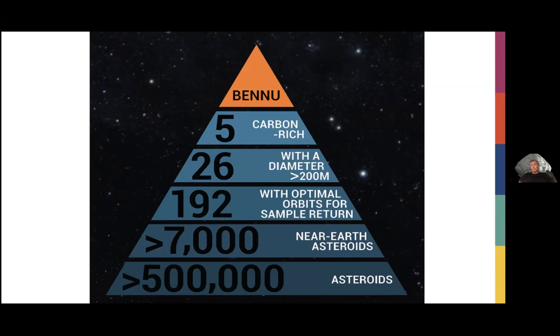Well, why is that important? If you have too small an asteroid, there's not enough gravity to easily navigate around. So the gravity helps us a little bit around Bennu.